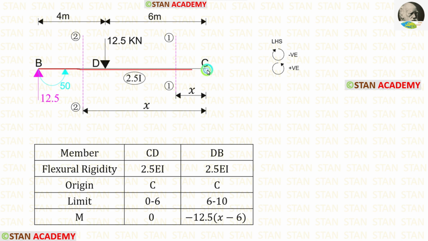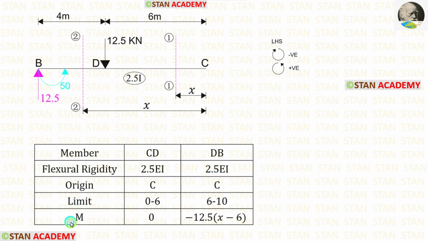In the span BC, the moment of inertia is 2.5 I. So the flexural rigidity for CD and DB will be 2.5 EI. To get flexural rigidity, we have to multiply the moment of inertia with the Young's modulus.